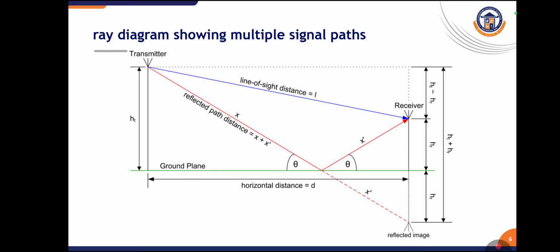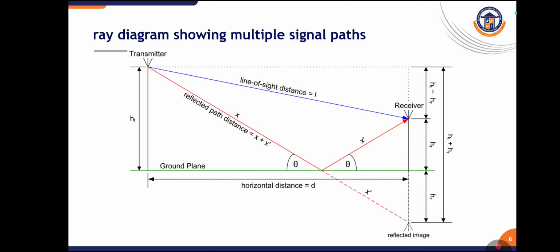Next, this diagram is a ray diagram showing multiple signal paths. The transmitter sends the signal and it reaches the receiver; that is the line of sight distance, equal to d1. Line of sight means there are no obstacles between the transmitter and receiver. The propagation path reaches the receiver straight, without any scattering, diffraction, or reflection.